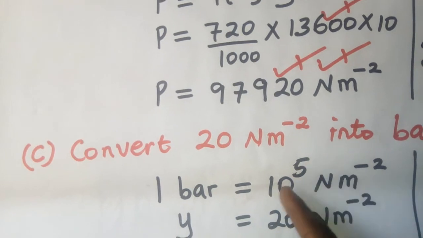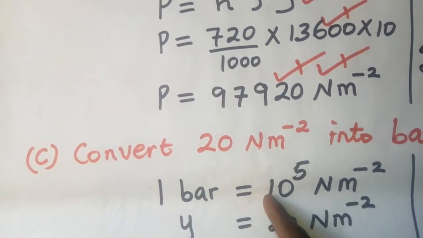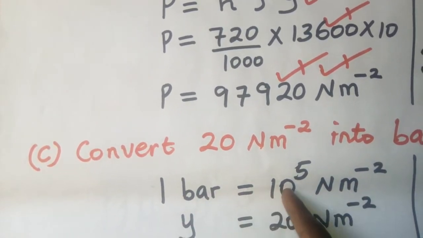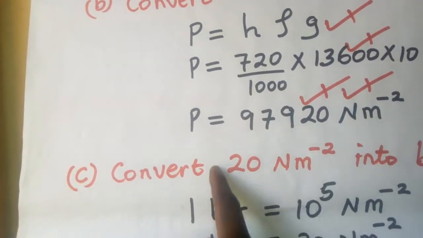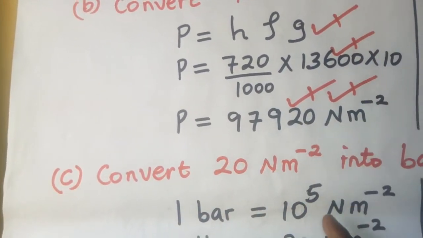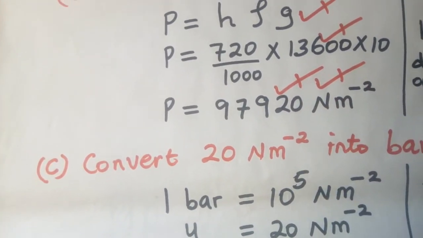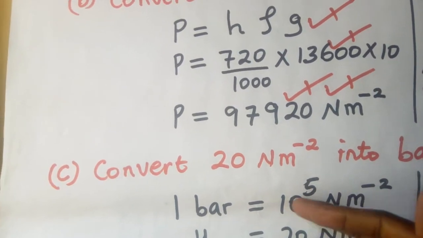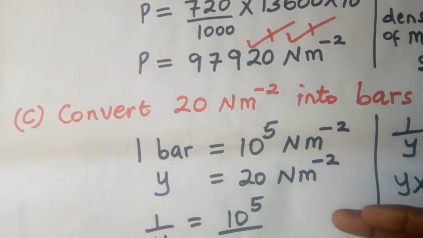10 to the power 5 is like saying 1 with 5 zeros after it. So that will be 100,000. So 1 bar is the same as 100,000 newtons per meter squared. What about this one? We are going to do it the way we handled the first case. You put the newtons per meter squared on one side. So we shall put 20 newtons per meter squared together with 10 to the power 5 newtons per meter squared because they have the same units.